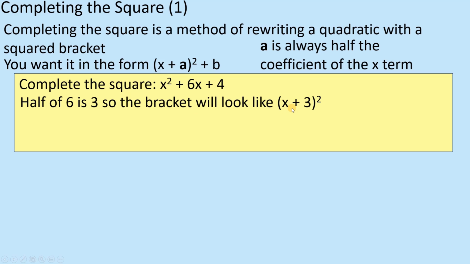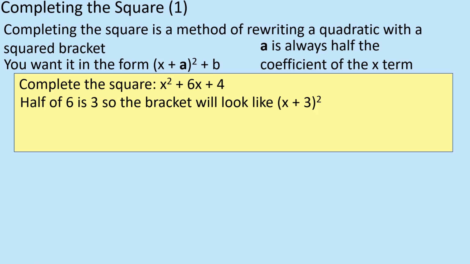The next bit is trying to identify what this b value is, what goes here. Depending on what you're being taught in class, and how your teacher decides to do it, depends on what you do next. There's two ways you can think about it. Here I've got 3 squared. If I was going to do 3 squared, well, what's 3 times 3? 9.